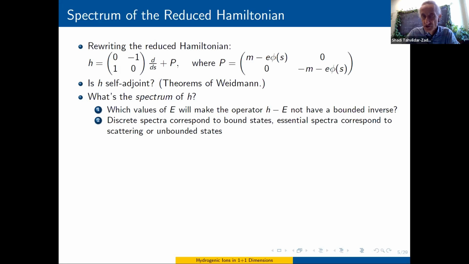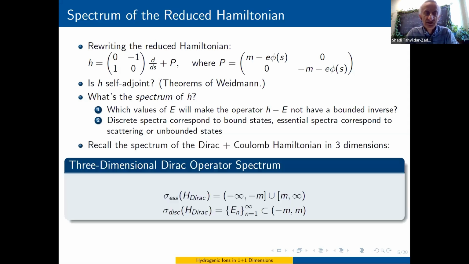So there will be eigenfunctions associated with that, and those will be the bound states of the electron. And then there will be a continuous part, or the essential part of the spectrum, which corresponds to scattering states or unbounded states of the electron. So of course, of physical interest are both of these things. You need to understand both of these.